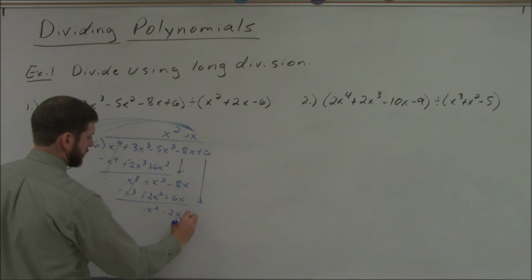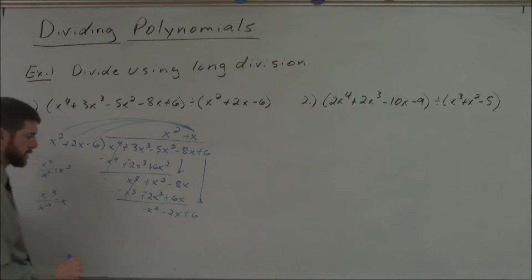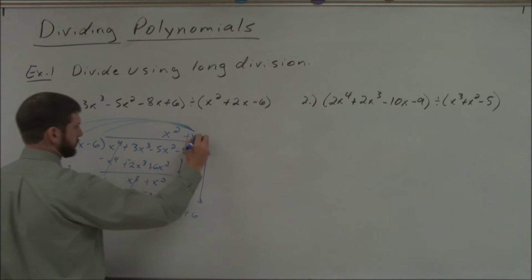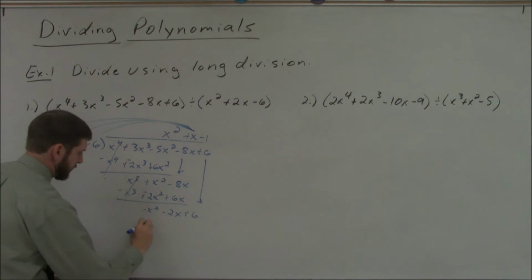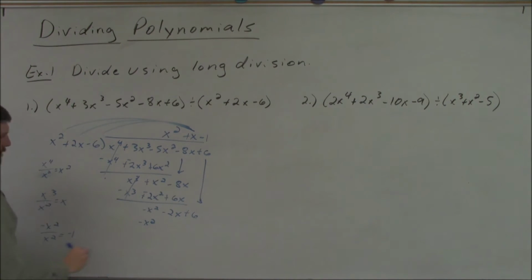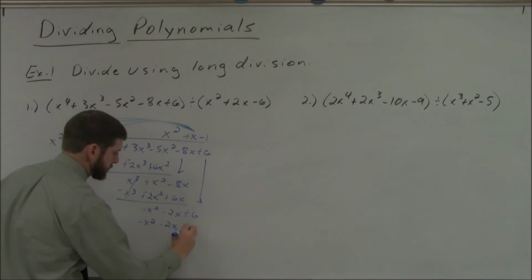Bring down the next term. And we know we can keep going because x squared can divide by x squared, so we're still good. And then we repeat the process. First divided by first. Negative x squared over x squared is negative 1. Now distribute that. Negative 1 times x squared is negative x squared. Negative 1 times 2x is negative 2x. Negative 1 times negative 6 is positive 6.